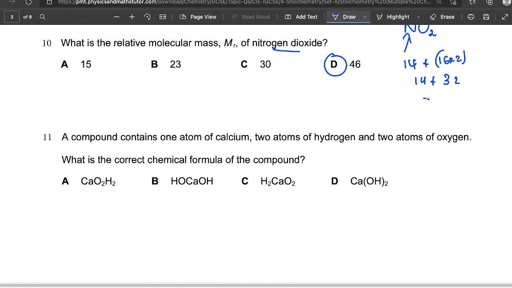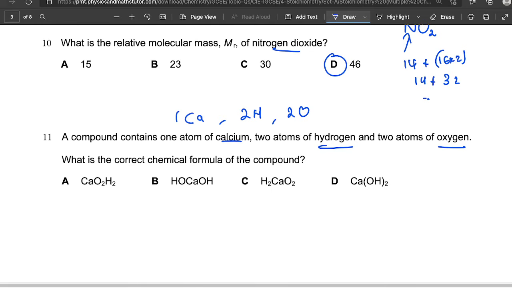It says a compound contains 1 atom of calcium, 2 atoms of hydrogen, 2 atoms of oxygen. Wow, these are really easy questions. So 1 calcium, 2 hydrogen, and 2 oxygen. So we're just looking for that. So here is 1 calcium, 2 oxygen, 2 hydrogen. Yeah, so that should be good.